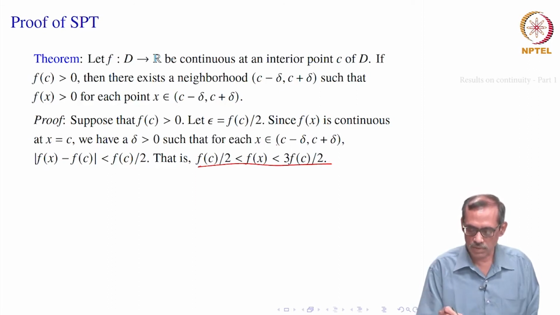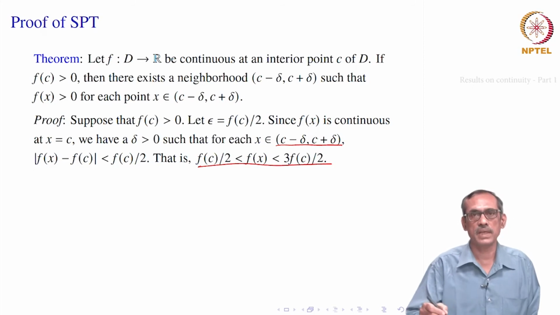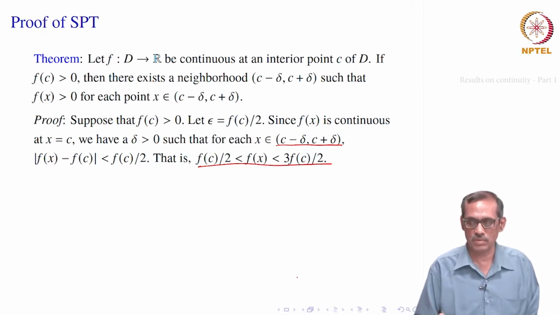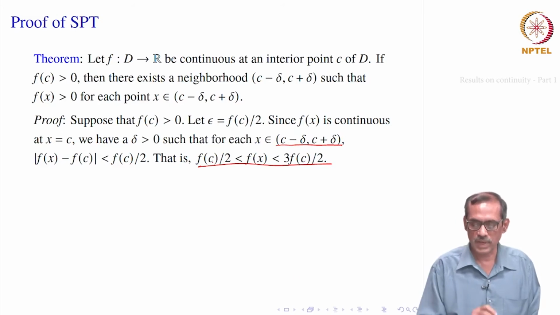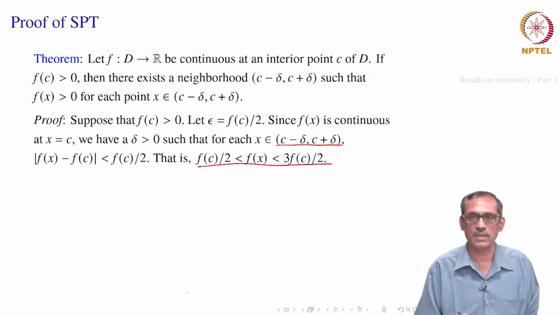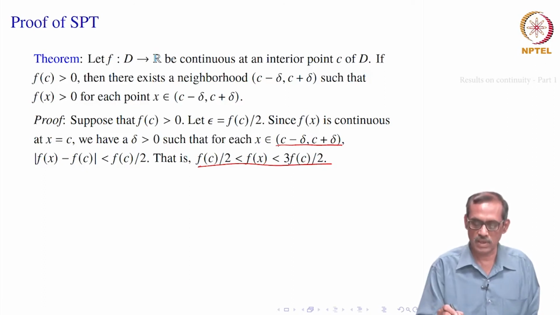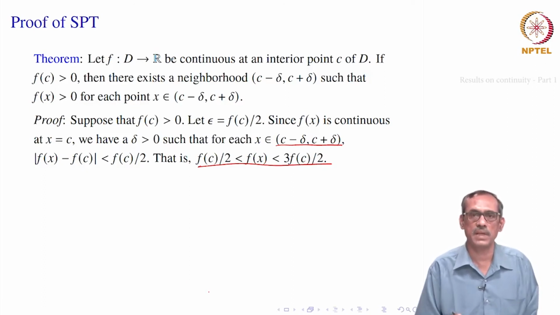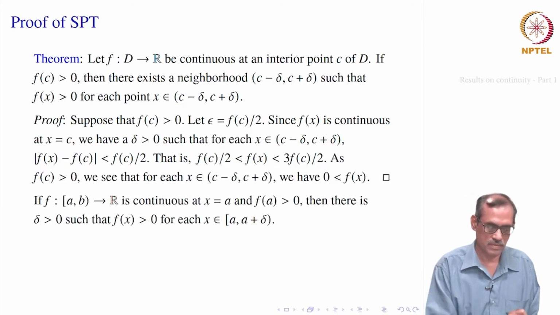So, there is a neighborhood which is c minus delta to c plus delta such that for each point in that neighborhood, f of x lies between f of c by 2 and 3 f of c by 2, but f of c by 2 is greater than 0, therefore, f of x is greater than 0. That is, for each x in the neighborhood c minus delta to c plus delta, our f of x is bigger than 0, and that is the proof.